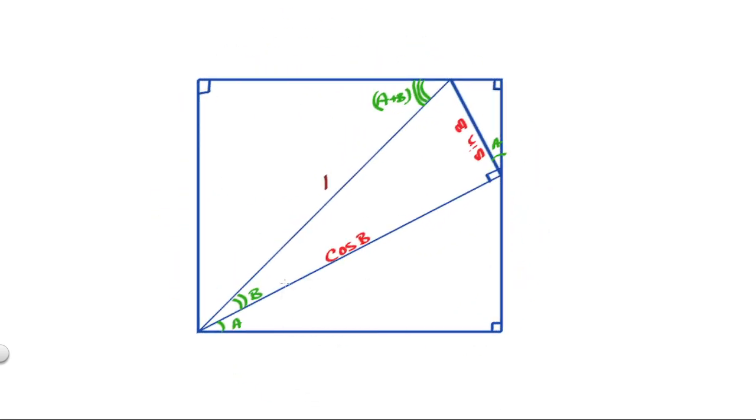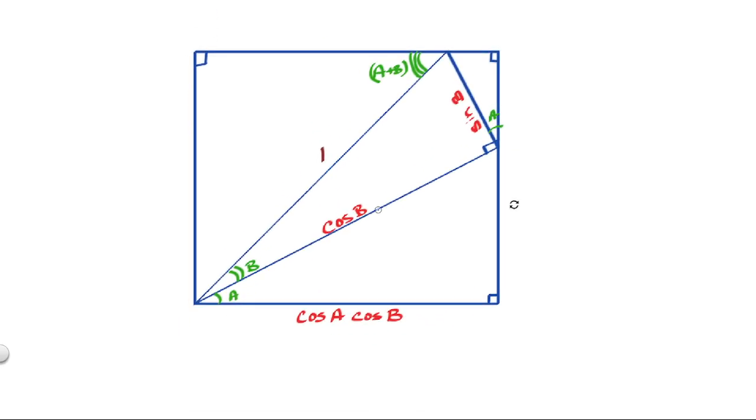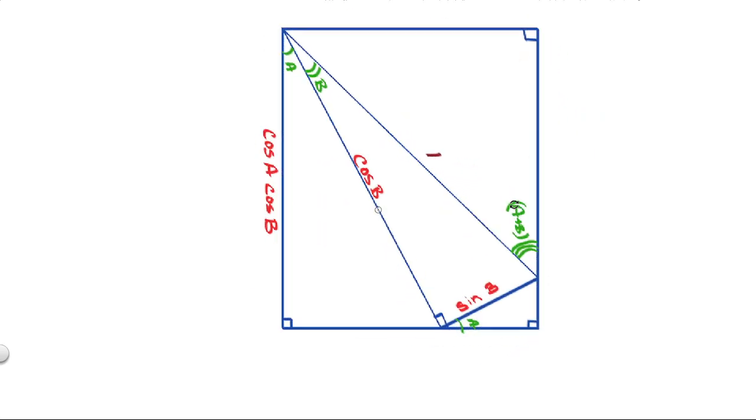So if this side is cosine B and it's the hypotenuse of this triangle, then this leg of this right triangle down here must be cosine A cosine B. And this leg of the right triangle then would be sine A cosine B.